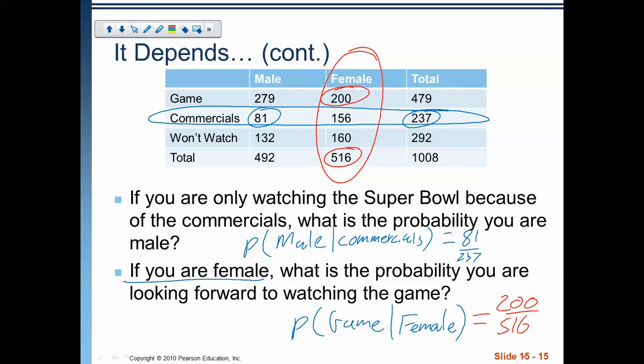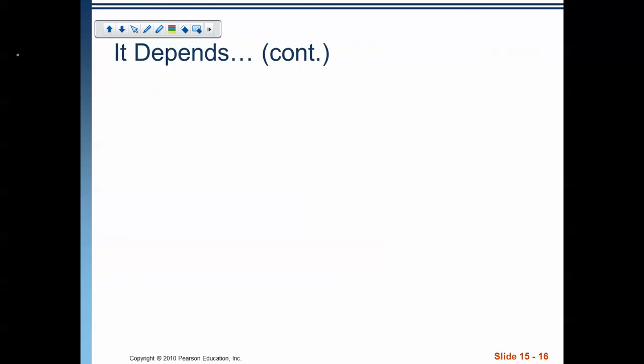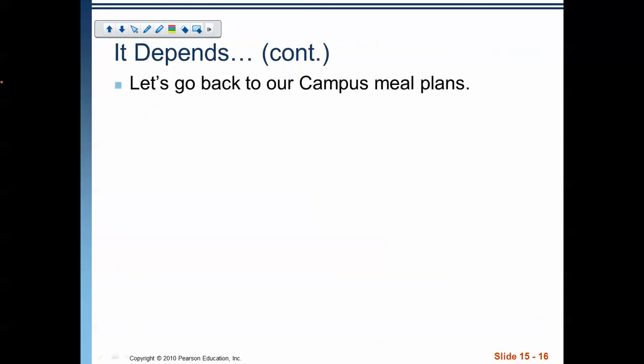So there we go. Conditional distributions given a contingency table. We can answer those without the formula. We can answer them with the formula if we want to, but there's a more intuitive way. Let's do one last example where we have to use the formula.